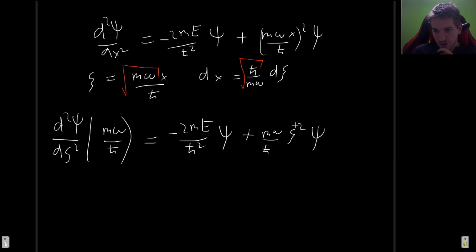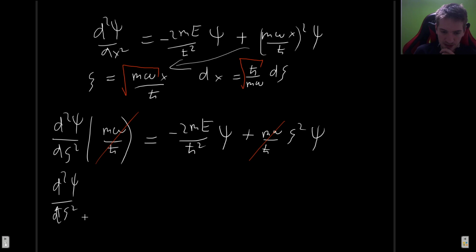By the way, just to make sure, here one of these m omega h bar went into the variable and the other one stayed outside, right? So now we have to divide by this quantity. So this quantity will cancel out this, and here we are going to get the following. It's going to be d squared psi d psi squared, that's a d. This is going to be equal to, the m's will cancel out, so we get minus 2e divided by h bar omega psi plus psi squared psi.